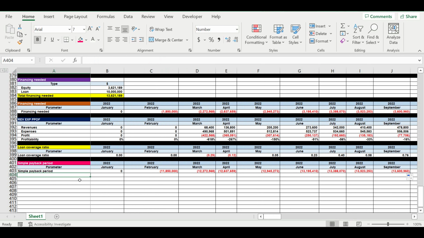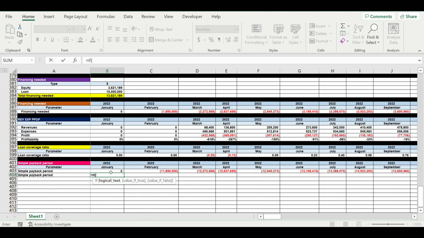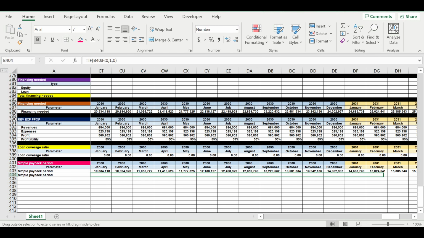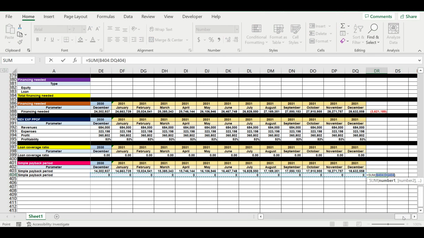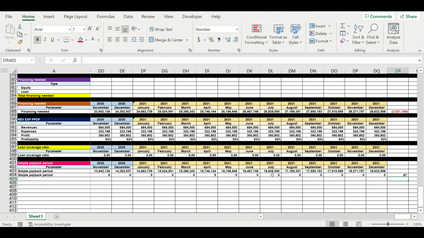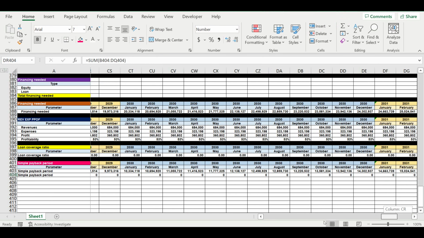The formula for that will be: if this value is less than 0, then we put 1, otherwise 0. Then we extrapolate this formula to the right. Then we create totals for this line. So now we know that the simple payback period equals 67 months. So if we have negative values here, then we put 1.